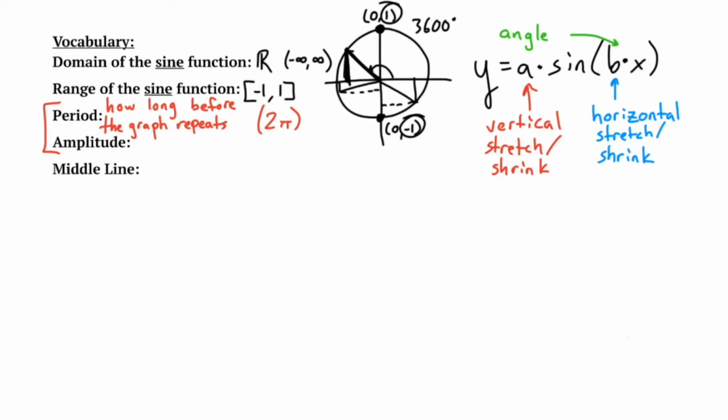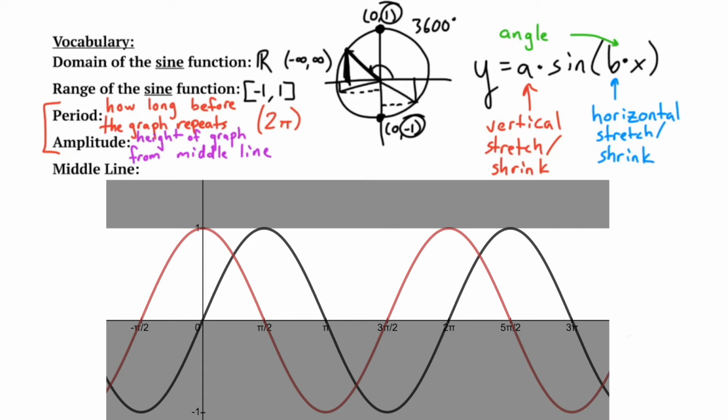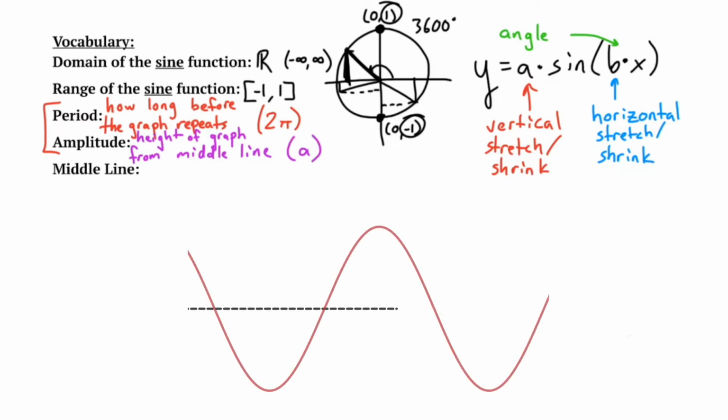The amplitude is just how tall the graph is. And we always measure the amplitude as the height of the graph from the middle line. So not the entire height from the peak down to the valley, but just from the middle to the top. And if we vertically stretch or shrink the graph, that's going to change the amplitude. And it's easy to remember that because you can think A for amplitude. And the middle line is exactly what it sounds like it is.